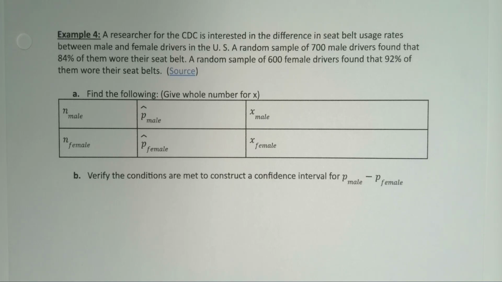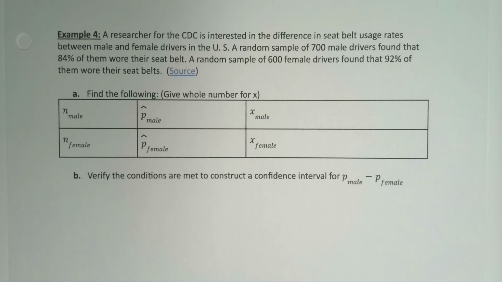That last confidence interval problem had the interval given to us, already built in StatCrunch, and we just had to read the output. But in this problem, it's not built for us, and we're going to have to do it all ourselves. All right, so a researcher for the CDC is interested in the difference in seatbelt usage rates between male and female drivers in the U.S.